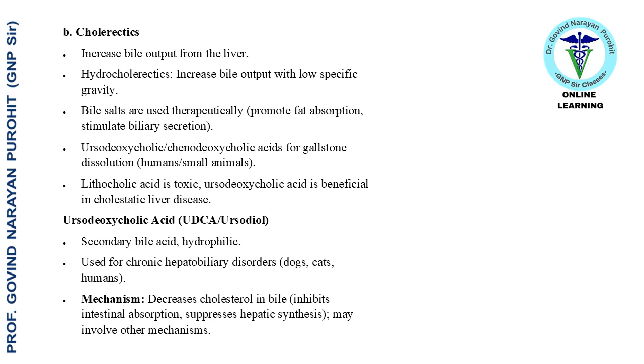Ursodeoxycholic acid, UDCA, ursodiol, is a secondary bile acid, hydrophilic. Used for chronic hepatobiliary disorders in dogs, cats, and humans. Mechanism: decreases cholesterol in bile, inhibits intestinal absorption, suppresses hepatic synthesis, and may involve other mechanisms.